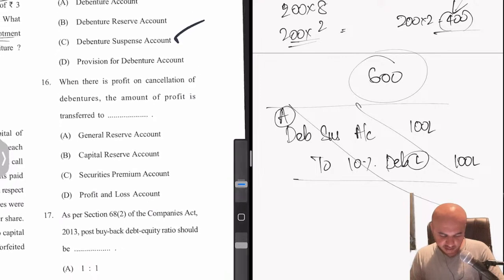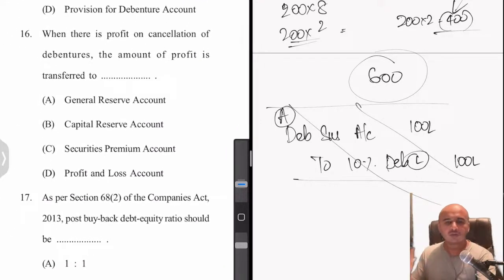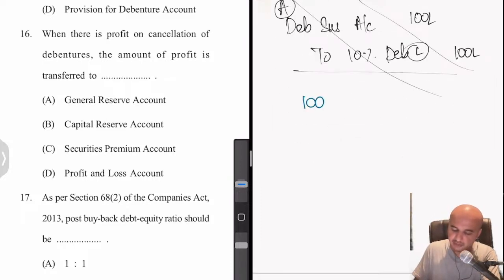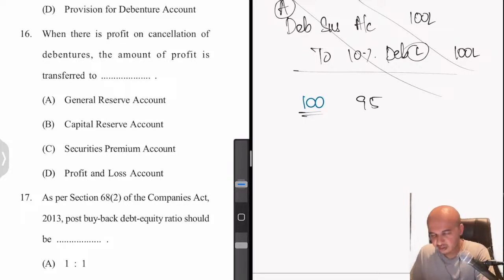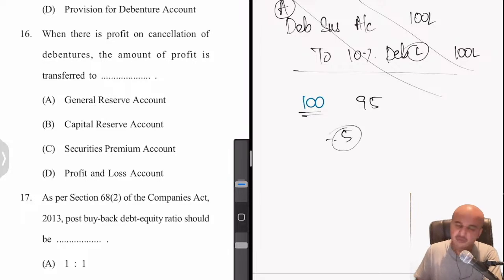Question number 16. Now again a very easy question related to previous questions. When there is profit on cancellation of debentures, redemption, let's assume for a second that we had issued debentures worth rupees 100 and we are only paying 95 rupees per debenture. For some reason we are redeeming debentures at a discounted price. This is obviously profit. Sometimes convertible debentures also work this way, wherein we are paying less. Now what is the profit per debenture here? 5 rupees. Such profit will be transferred to capital reserve account.